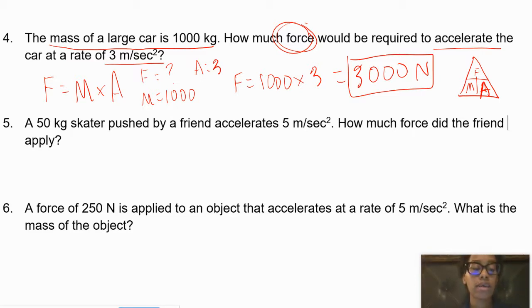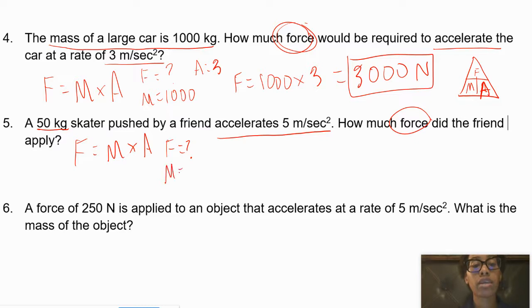For number five, a 50 kilogram skater, 50 kilogram is a mass, pushed by a friend accelerates at 5 meters per second squared. How much force did the friend apply? Well, I'm solving for force, so F equals M times A. Here go my variables. Force, I do not know. I know that my skater had a mass of 50 kilograms. And then he or she accelerated at 5 meters per second squared.